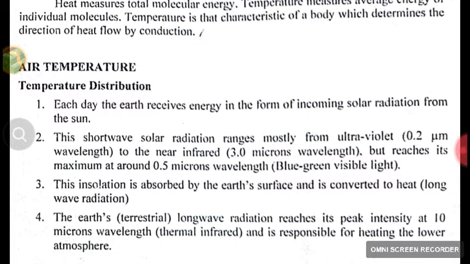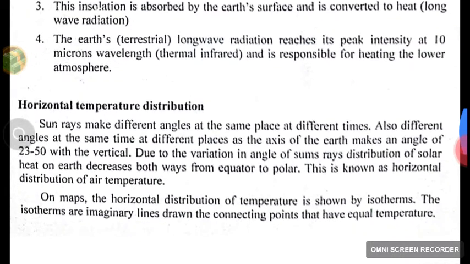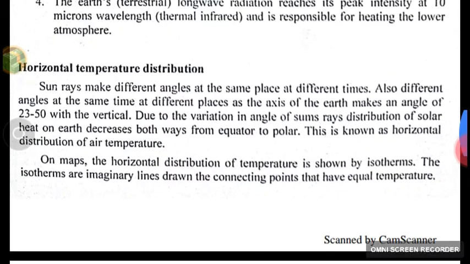This insolation is absorbed by the Earth's surface and it is converted to heat, means the insolation whatever they received by the Earth's surface is converted into heat. The heat is nothing but long wave radiation. The Earth's long wave radiation reaches its peak intensity at 10 microns wavelength and it is responsible for the heating up of lower atmosphere. Let's see the distribution of air temperature.